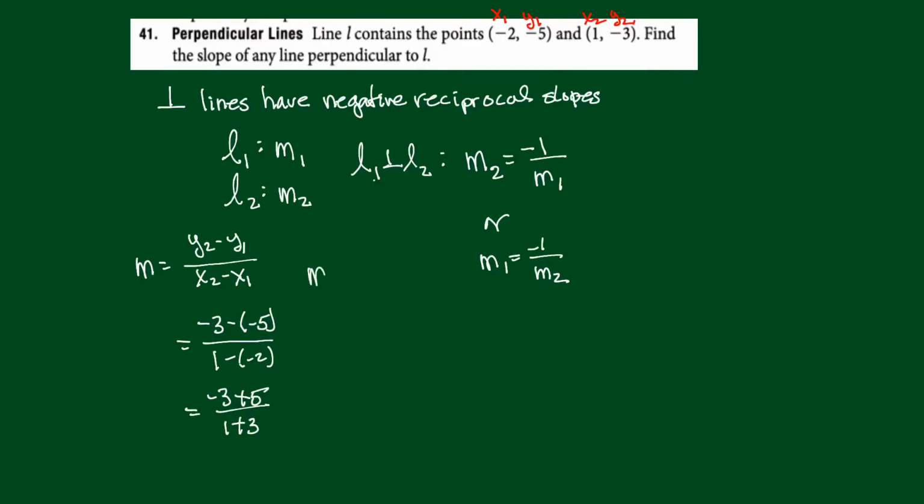So what are we getting here? That slope is equal to 2 over 4. So the slope is 1/2. Now the slope is 1/2.